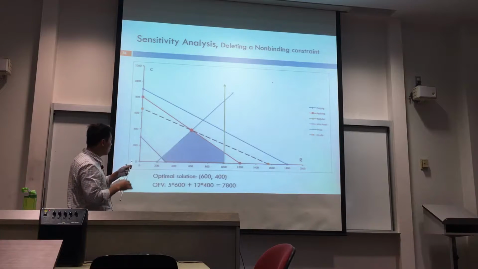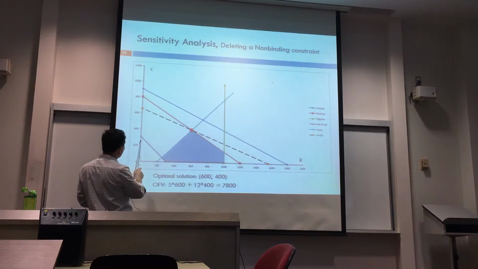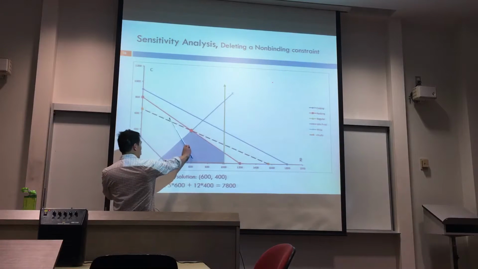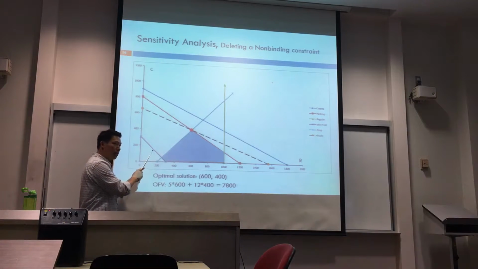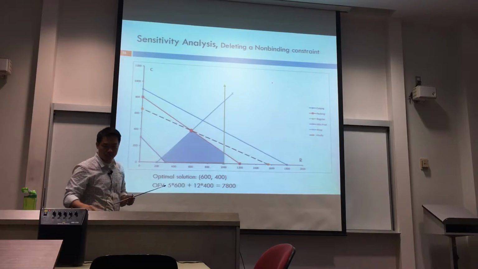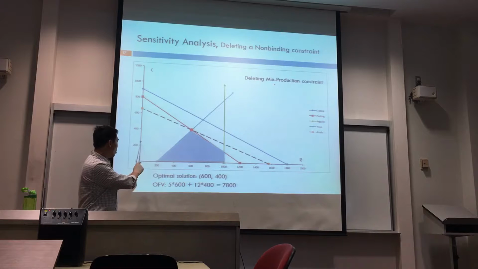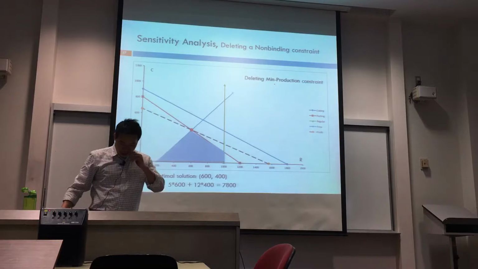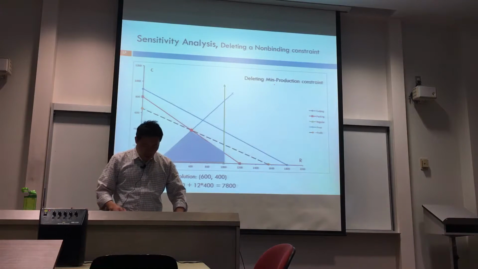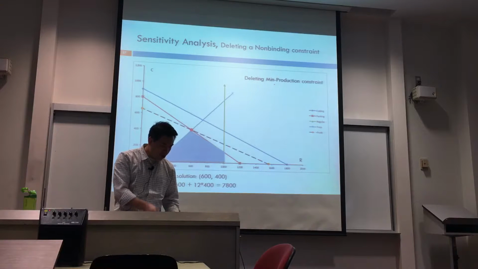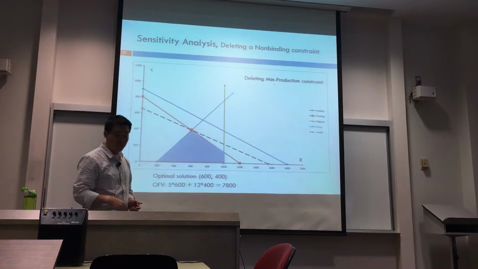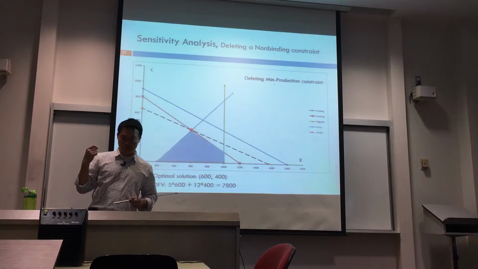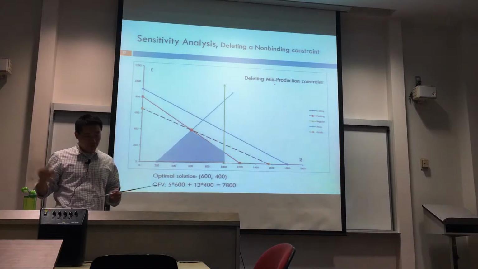So this constraint says R plus C has to be 300 or more, right? That's why it's this way. But now if you remove this constraint, then this one disappears, right? Then this becomes the new feasible region. What happens? Does that change the optimal solution? No, still here, right? So does it change the OFV? No.